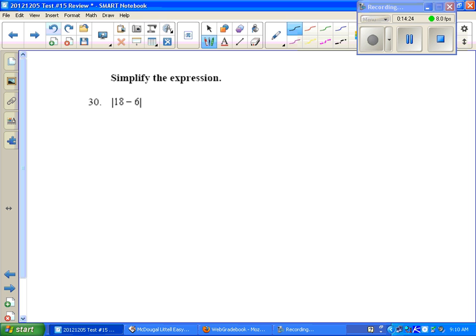And then the last two are a little bit quicker. It says the absolute value of 18 minus 6. 18 minus 6 gives you the absolute value of 12. That's just the distance it is from 0, which is 12.